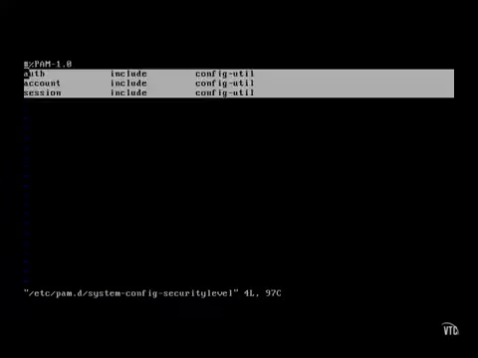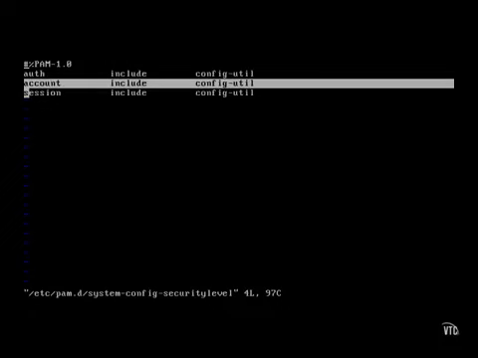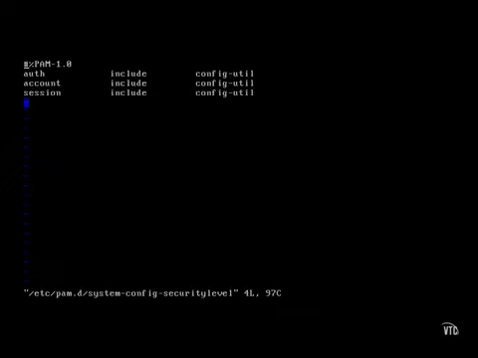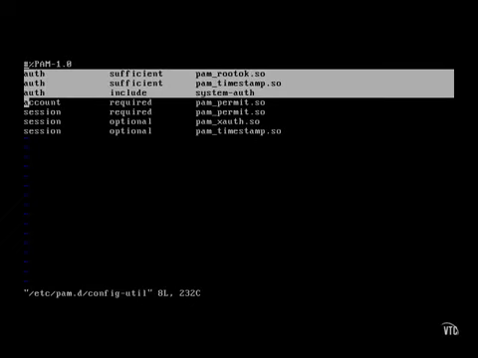The modules are straightforward. For example, the auth module includes auth directives from another file named config-util. The account directive includes account modules from that same file. And the session directive includes session directives from that same file. So let's look at that config-util file. We have auth, account, and session directives, so all these directives are included.